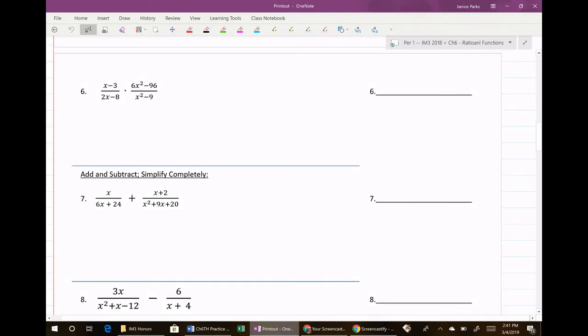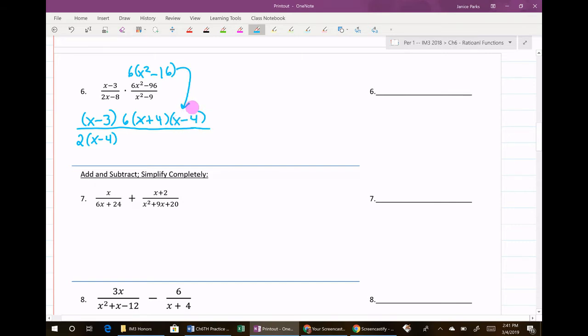Continuing on the practice quiz 2, going to problem number 6. We need to factor this. So we have x minus 3. This is a multiplication, so nothing needs to be flipped. The 2x minus 8, you can factor out a 2. The 6x squared minus 96, you're going to be able to factor out a 6. And then that's going to leave you with a minus 16, or x squared minus 16, which can be factored into 6 times x plus 4 and x minus 4.